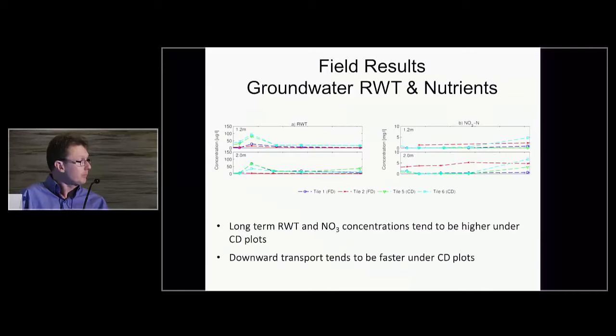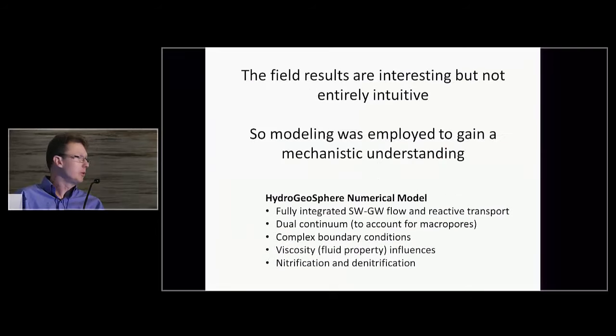And those types of trends are also translated down into the shallow groundwater. So here we're looking at groundwater rhodamine and nitrate concentrations at 1.2 and 2 meter depth. And we see the concentrations for the tracer are higher beneath the control drain plots. And we again see a nitrate spike at the later time at the control drain plot. So there's some interesting things going on here. And we can infer that the downward transport is faster underneath the control drainage plots. So the field results are interesting. They're a little bit puzzling.